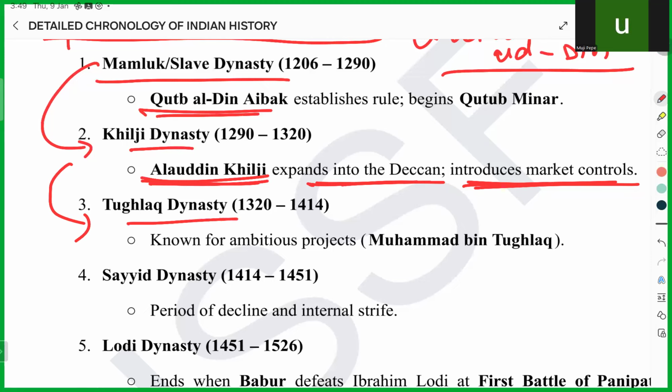Then came the Tughlaqs. And in the Tughlaqs, Muhammad bin Tughlaq and Firoz Shah Tughlaq were two important rulers. Look, this is just a gist. What I am saying here is not in detail, okay, not in detail. This is just a gist so that you understand the chronology. Please stop me wherever you find any kind of confusion. Clear it right now. It's a golden opportunity to get ahead on history.